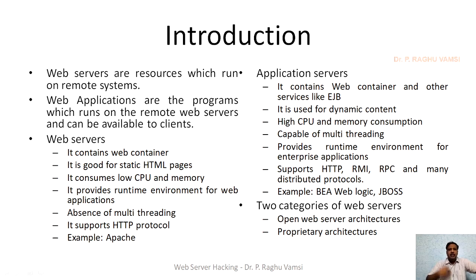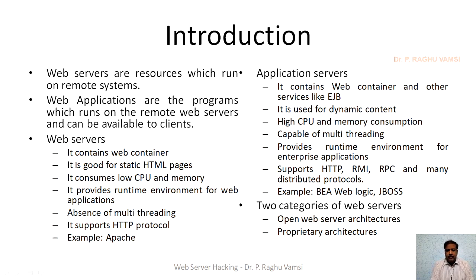Another is the proprietary architecture. Microsoft Internet Information Server (IIS) is a proprietary architecture because it is a paid one, and you are supposed to get the IIS server only via the paid version of the operating system. That is the reason this is said to be proprietary architecture. These are the two broad categories.